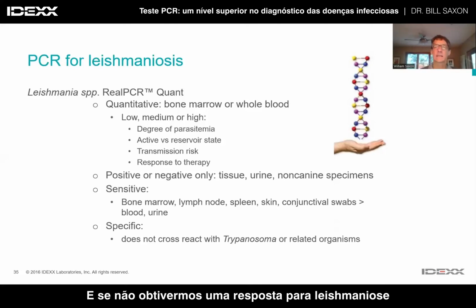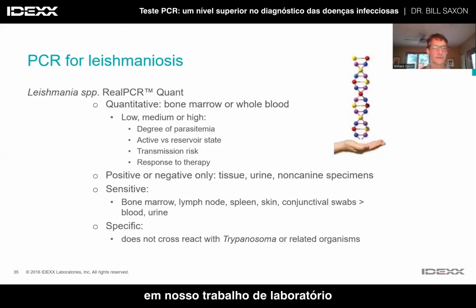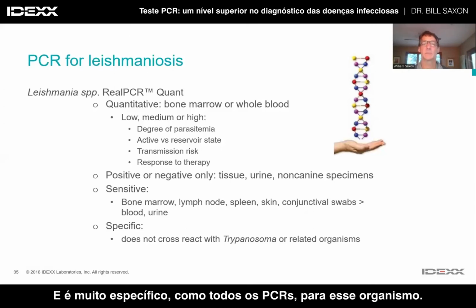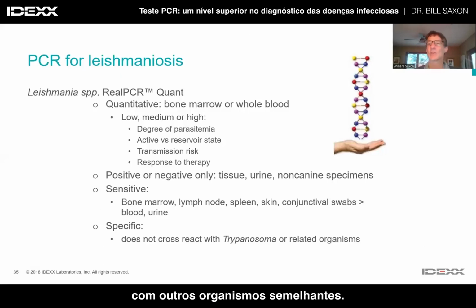And again, if we're not getting an answer for Leishmania with our standard SNAP tests, nothing on our lab work is consistent or specific, and we're kind of scrambling around, we're not getting results for positive PCR on whole blood, we can run this test on marrow, lymph nodes, spleen, skin, etc. Tissues where this organism can remain in a reservoir hidden state. And it's very specific, as all PCRs are, for this organism. It doesn't cross-react with other similar organisms, okay?